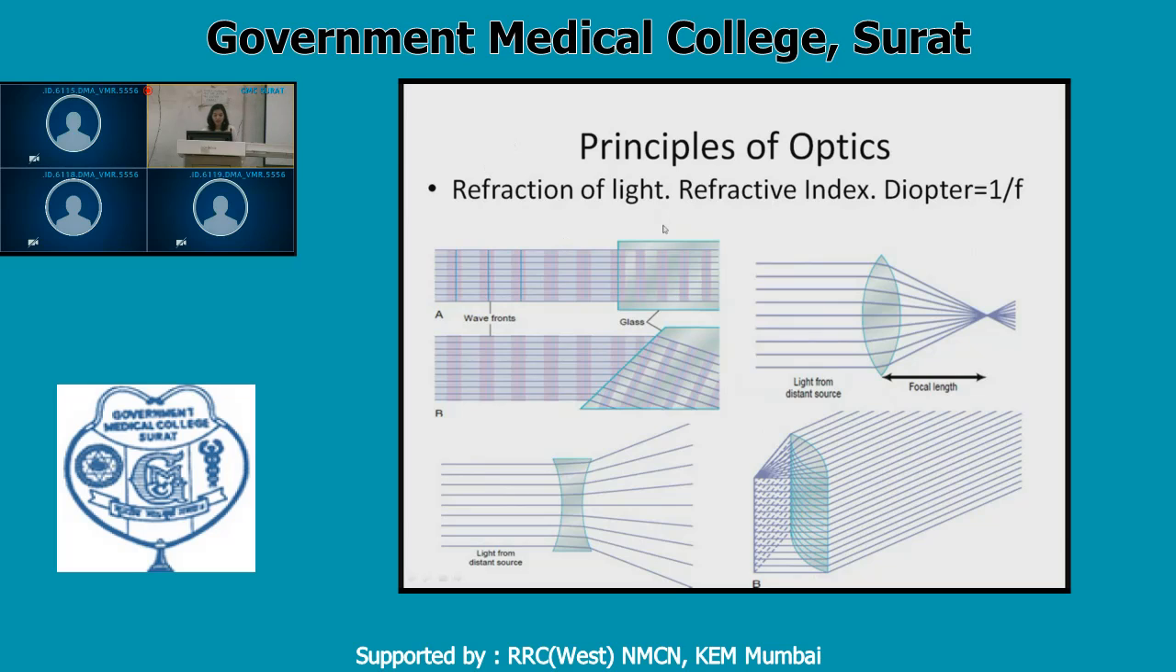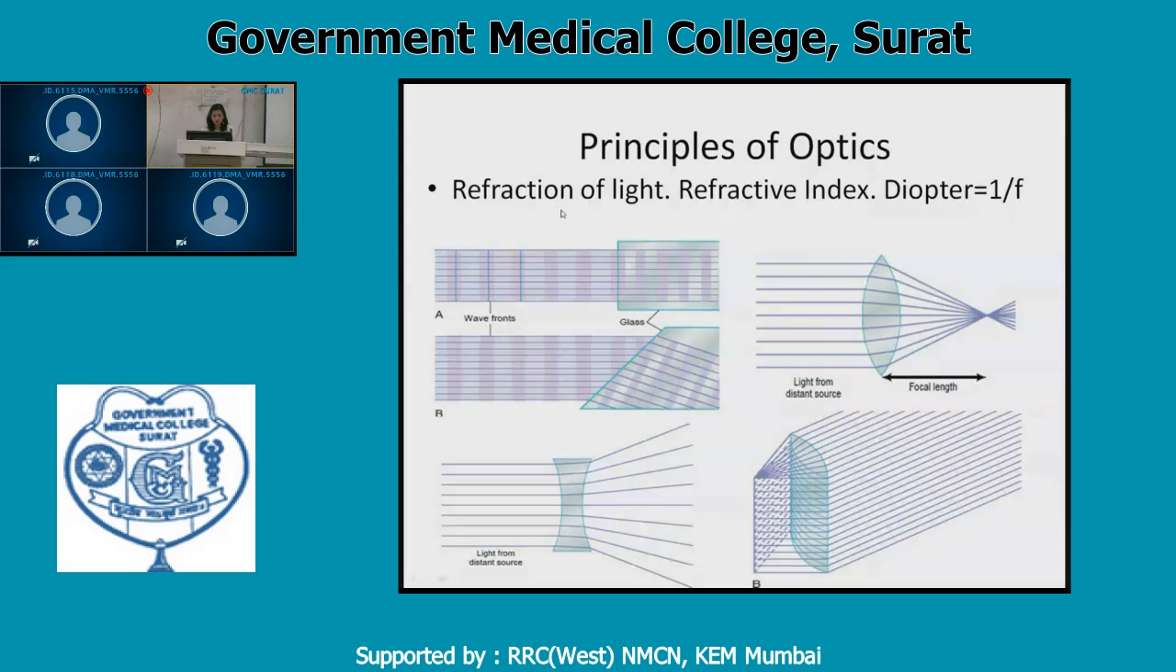As we all know, the velocity of light is 300,000 kilometers per second in air, and it reduces as it travels into a denser medium. The ratio of the velocity of light in air and the velocity of light in that particular medium is known as the refractive index. For glass, the velocity of light is 200,000 kilometers per second, so the ratio comes out to be 1.5. So the refractive index of glass is 1.5. Similarly, for water, it is around 1.36 or so.